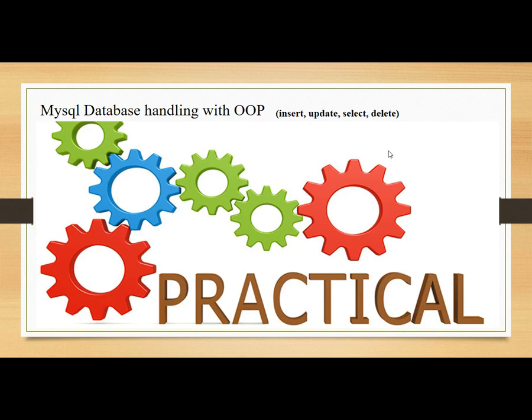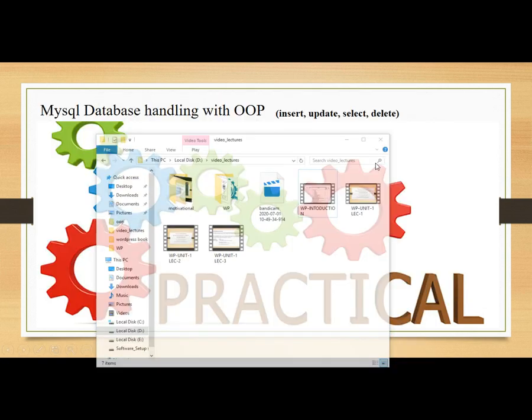Now we are starting with MySQL database handling with OOP, and in this entire practical session we'll design four functions: insert, update, select and delete. To handle this entire module practically, a few software setups are required in your system. Number one, you require a XAMPP installation.